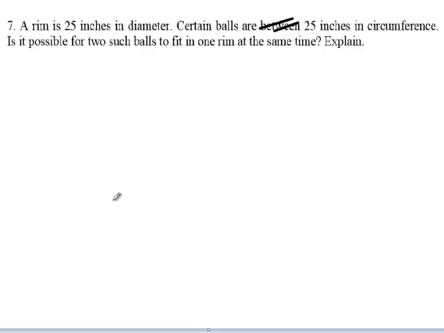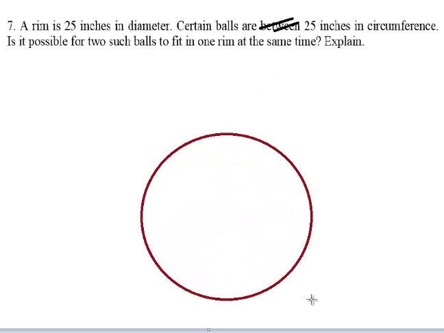Interesting question. Now, to do that, you have to draw it. Let's draw it and see if this works. Let's see, a 25-inch rim. Now, a 25-inch rim in diameter means that, let's say this is the middle.